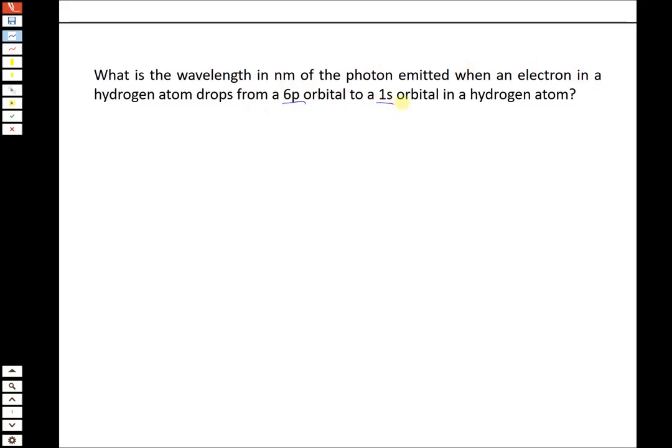Now, some of the confusion here might be, what do we do with these letters P and S? Because remember that those letters tell us the second quantum number L equals 1 for P, L equals 0 for S. So how does that factor into the Bohr equation? Well, the short answer is that it doesn't. So the Bohr equation, again, that same delta E equation that we're going to use in all these different types of problems, is only a function of n here.